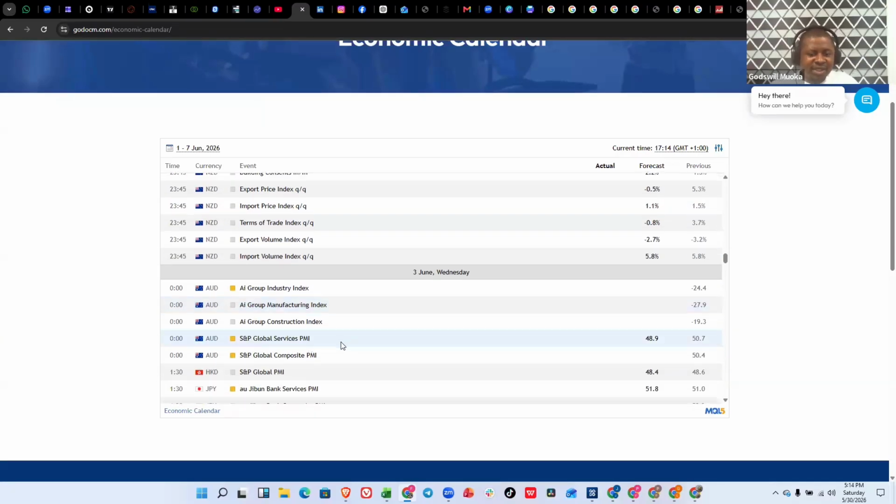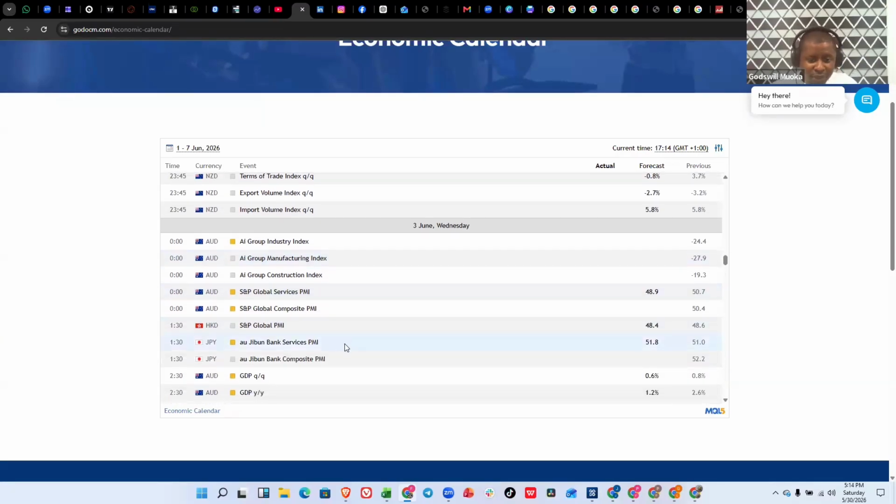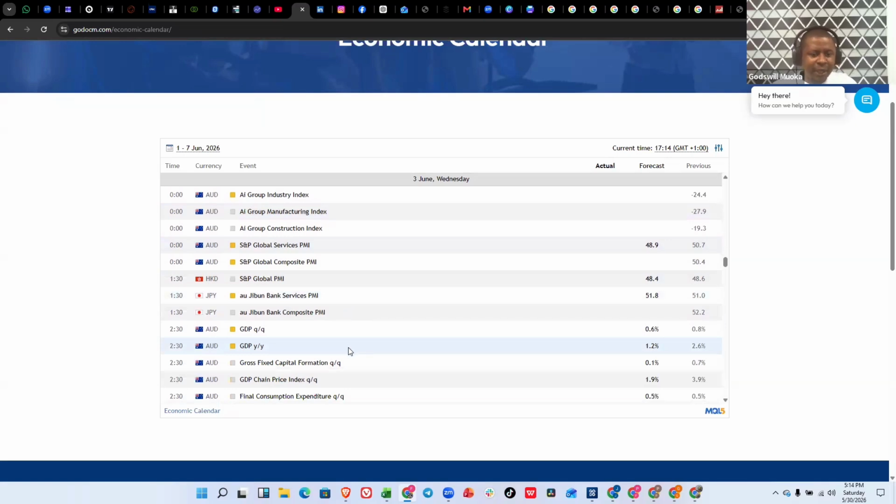So moving on to Wednesday, we have PMI data from Australia, and we have GDP data from Australia as well, and also PMI data, especially the services, that's the non-manufacturing, for JPY. If you are looking at US PMIs, you will see it written as non-manufacturing. When you say non-manufacturing, when somebody is not manufacturing but is into business, it simply means they are offering services. Okay, think of it like the banks.